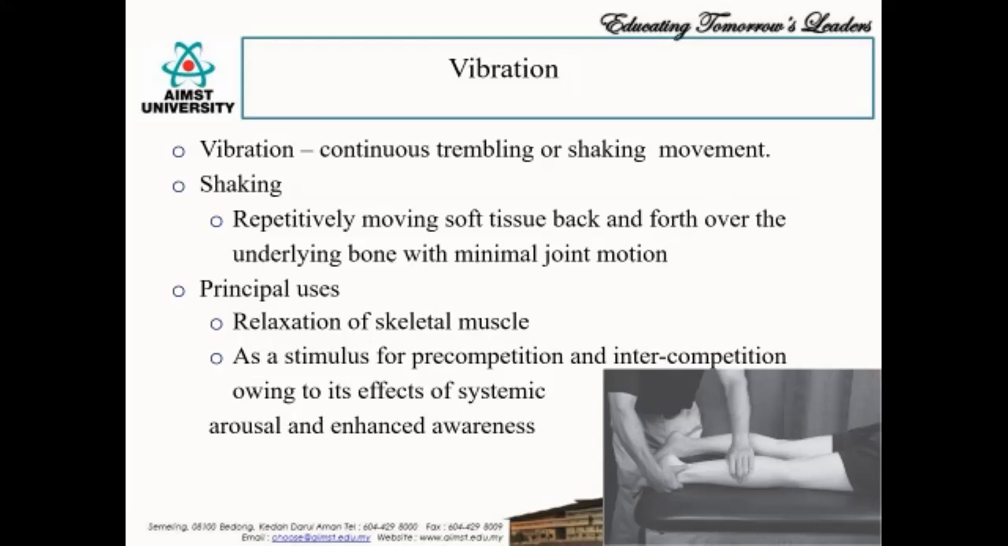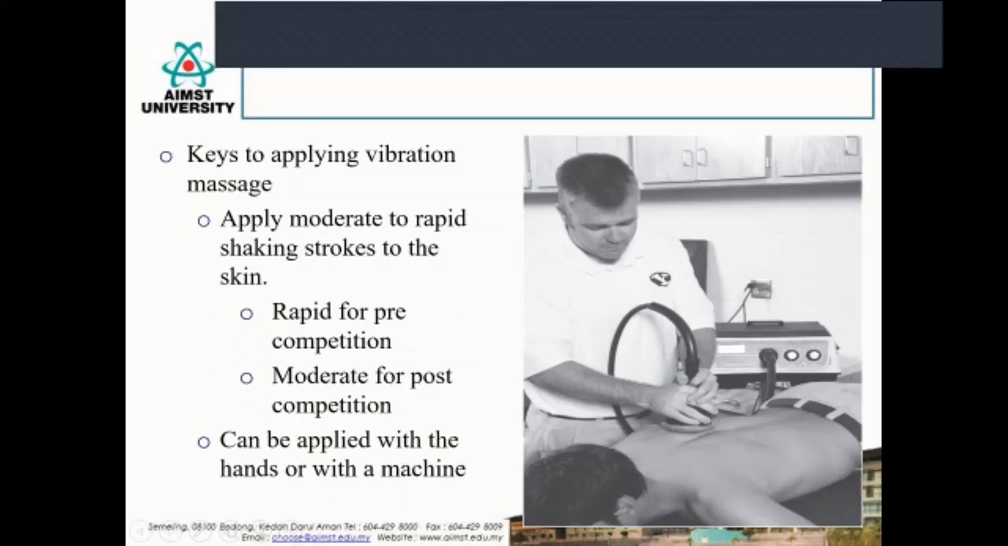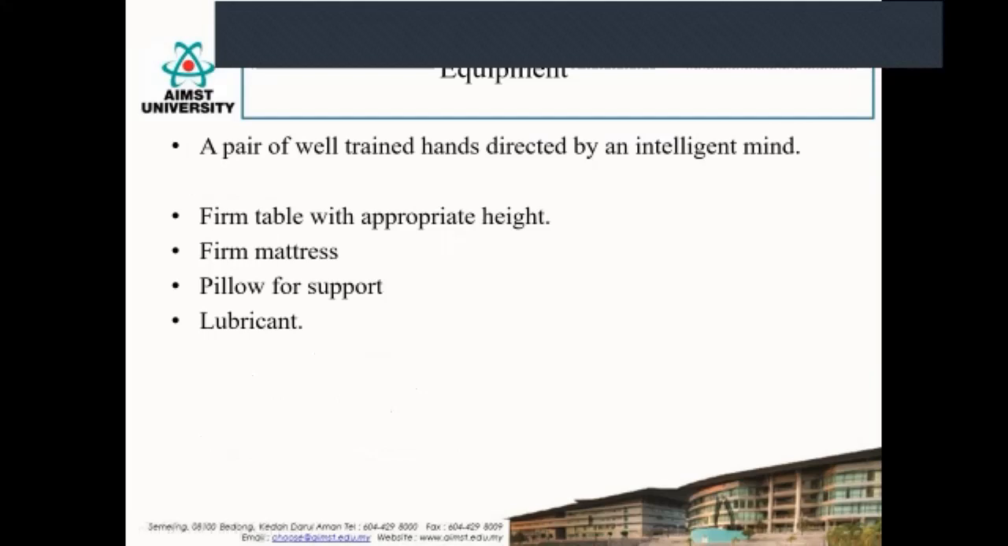So vibration is divided into two: one is vibration, another is shaking. Vibration is a trembling movement. Shaking is a repeated back and forth movement. This will help to give relaxation to that particular tissue. Vibration can be given using equipment or using a hand. There are equipments that you keep on the body and they give you the vibration movement. So these are the techniques of massage.